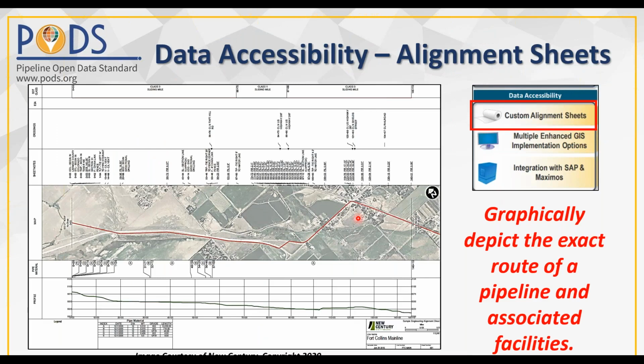So let's take the very first heading here, which is data quality. And let's talk about one of the first items that falls under that realm. Alignment sheets. So what you're seeing before you now is what we call an alignment sheet. And this one is a very good example because it's on one sheet, it's giving a tremendous amount of information. So alignment sheets graphically show the exact route and the location of the pipeline and its associated facilities.